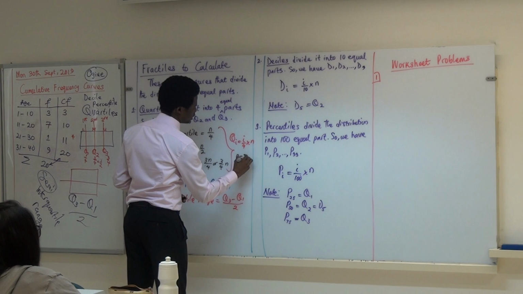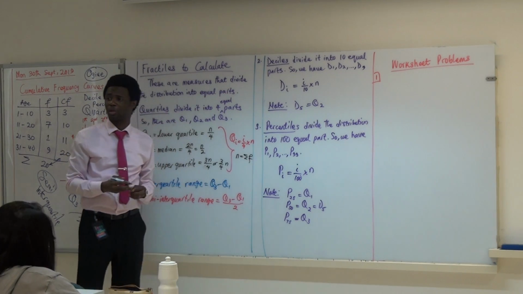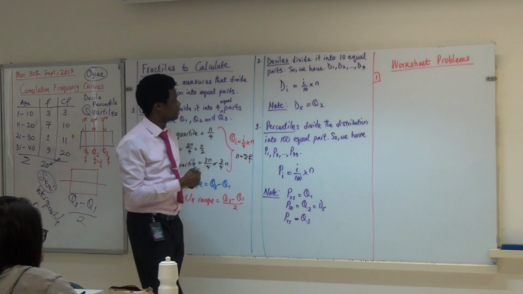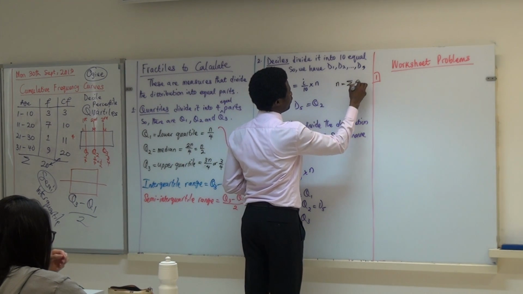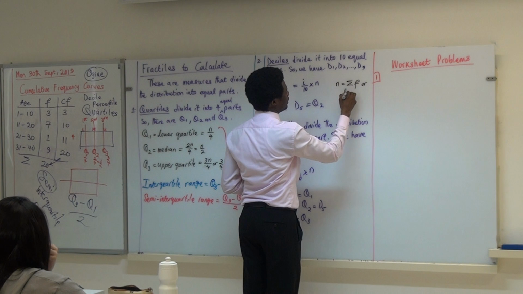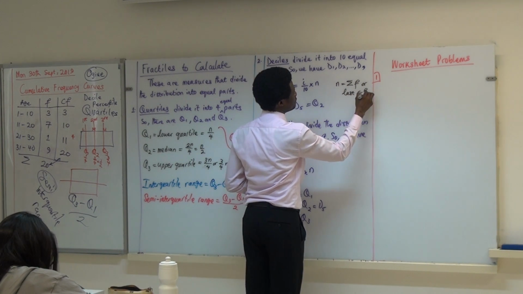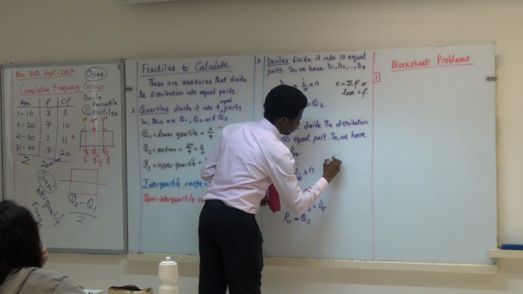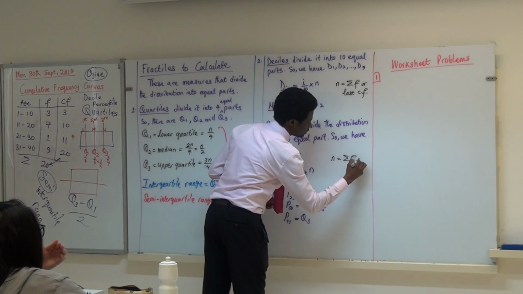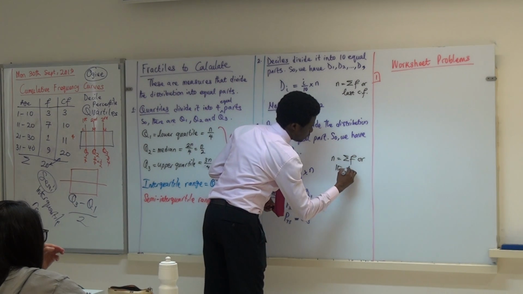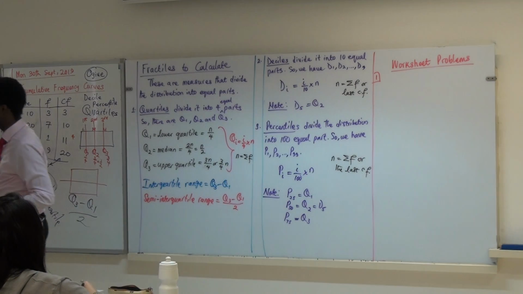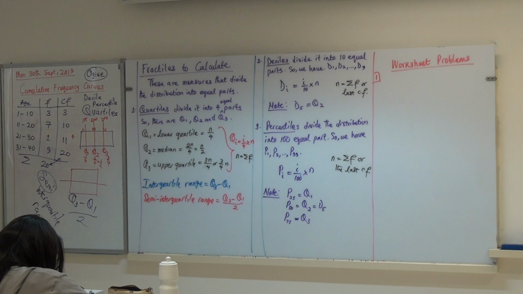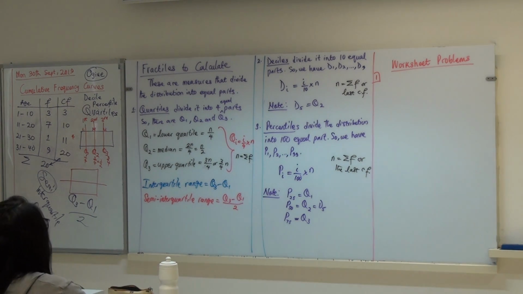N represents your total frequency, which is the last cumulative frequency. N represents your summation of frequency or the last cumulative frequency. Okay? Please take note of that. N is always the summation of frequency all the time, and that's your last cumulative frequency.